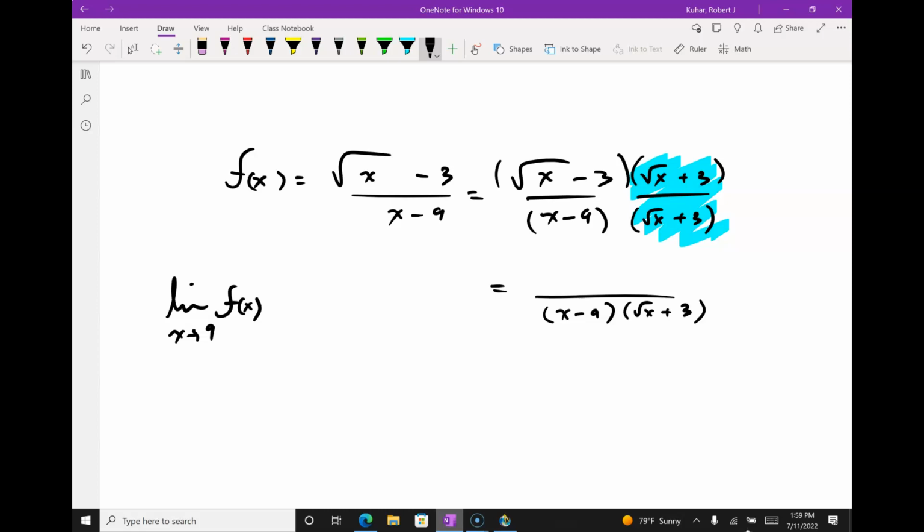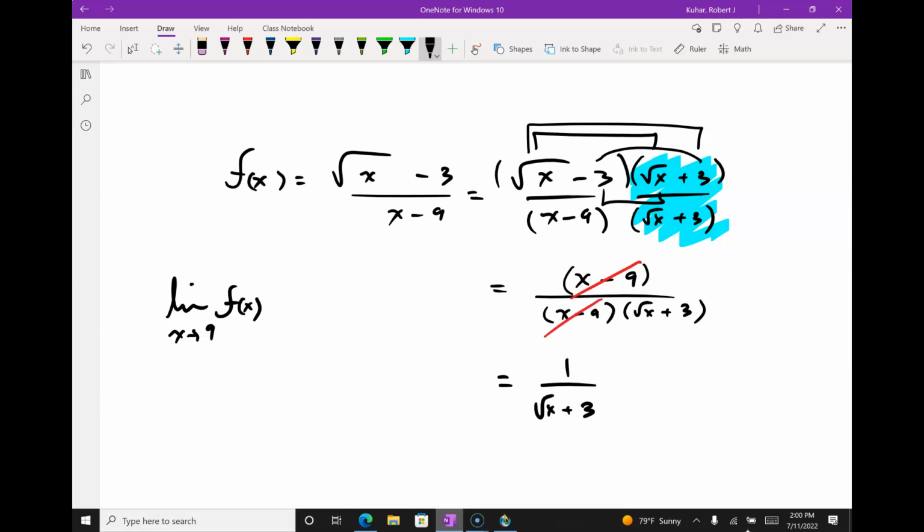And manipulate the upstairs. If you remember from algebra, quantity a plus b times quantity a minus b is a squared minus b squared. So I get x minus 9. Do you see that? I get the x here. I get a plus 3 rad x minus 3 rad x. They go away. And then negative 3 times positive 3 is negative 9. And then this piece cancels. So I get 1 over square root of x plus 3. And there's where my limit's going to go.